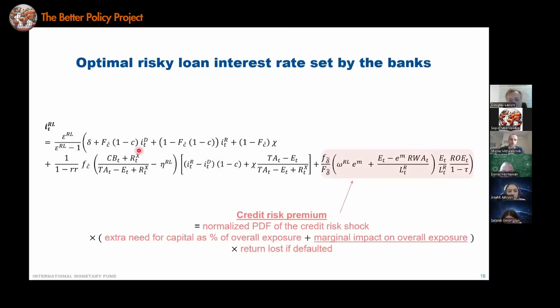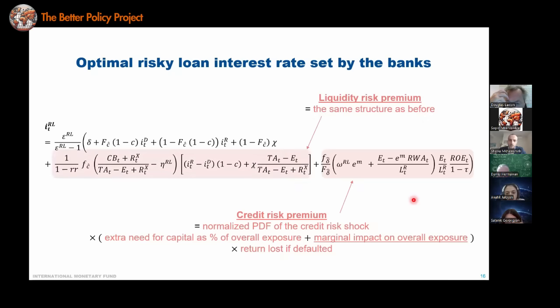We have something similar for risky interest rates, but it has a bigger credit risk premium because now we also incorporate the marginal impact of extending this type of loan on the overall credit risk exposure. When you extend risky loans, you not only need higher equity because of regulation, but you need higher equity because even without any regulation, these types of assets can still make you default. Even if the central bank requires zero capital, these loans can still make your equity fall below zero, and then you will default and forgo all the profits.